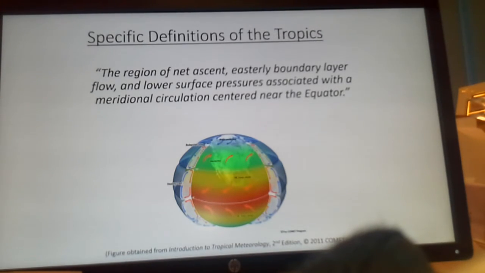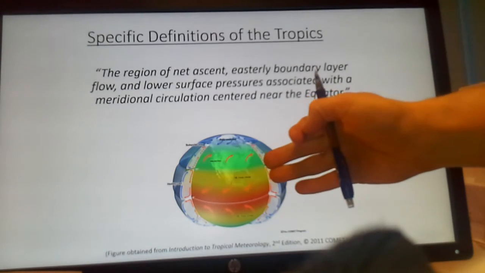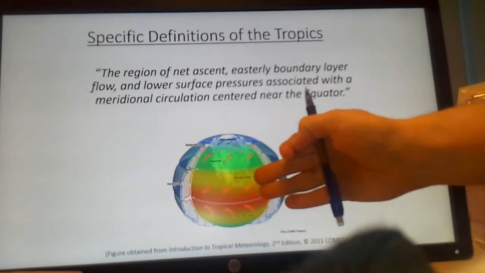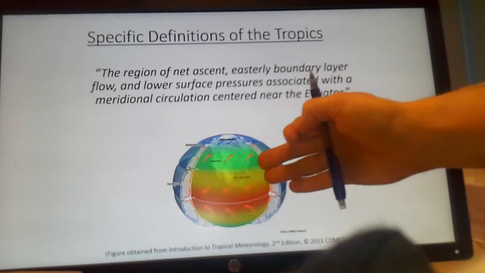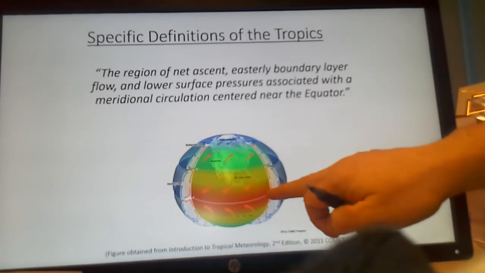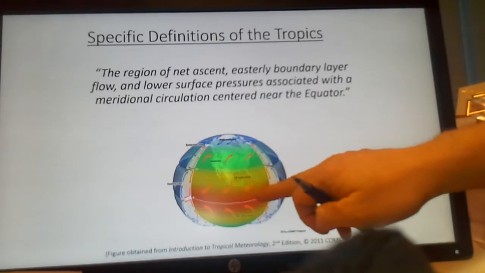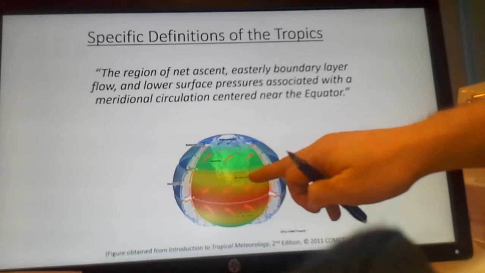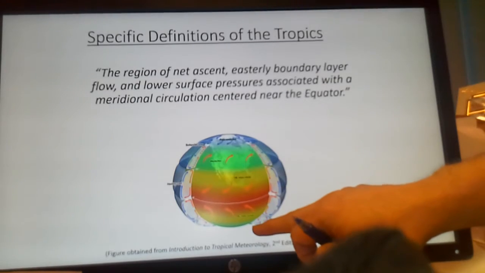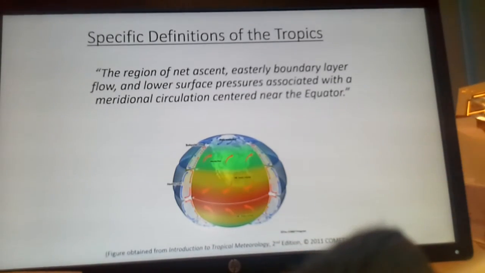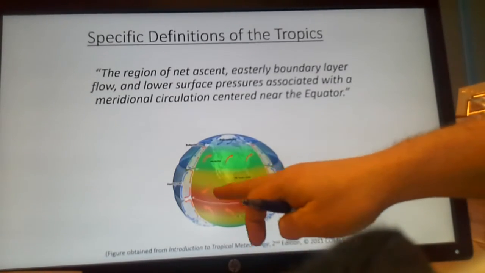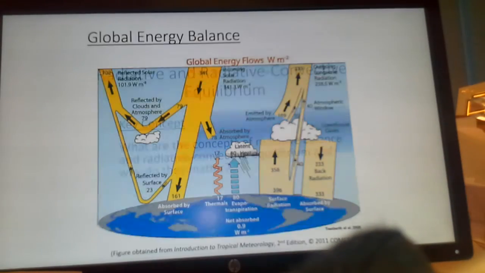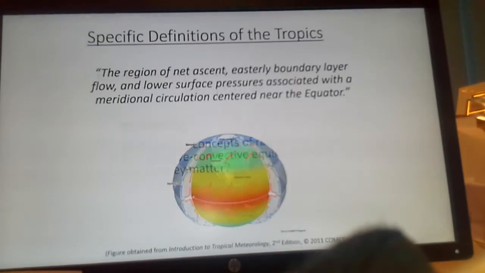Now, another way to look at the tropics is to look at the dynamics, the wind fields. We have easterly winds blowing in the boundary layer, bringing moisture to a convergence zone between the northern hemisphere trade winds and the southern hemisphere trade winds, and this convergence zone oscillates back and forth, north and south.